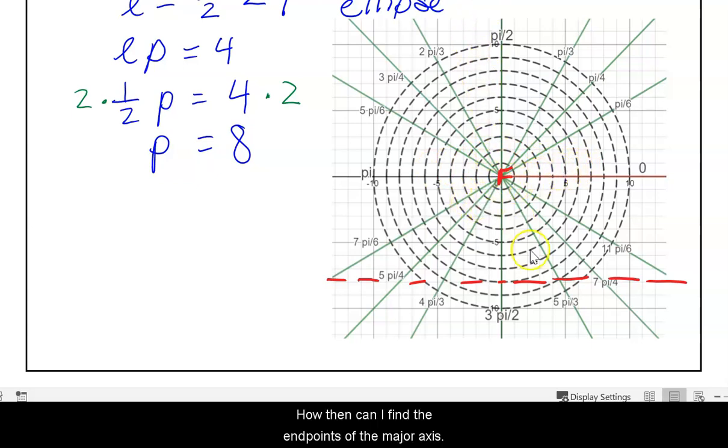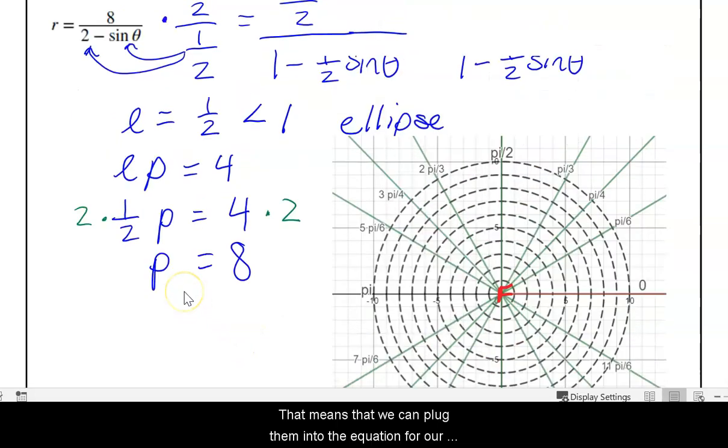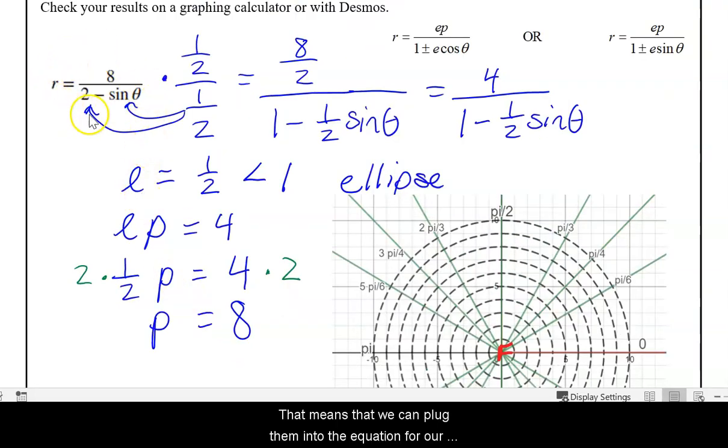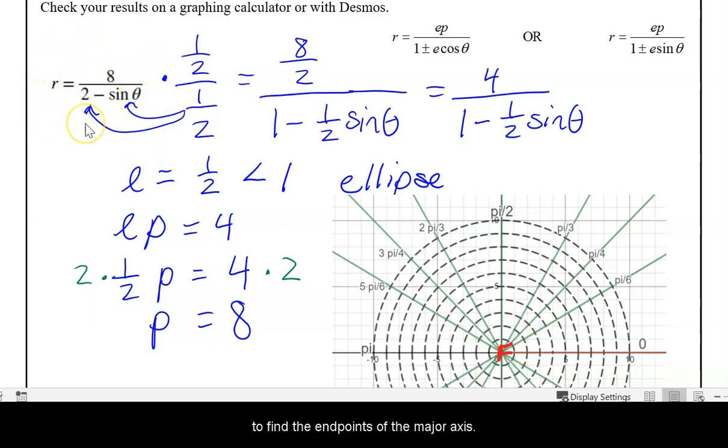How then can I find the endpoints of the major axis? Since the focal point is on the 180-degree line between 3 pi over 2 and pi over 2, then the angles pi over 2 and 3 pi over 2 must be the endpoints of that major axis. That means that we can plug them into the equation for r to find the endpoints of the major axis.